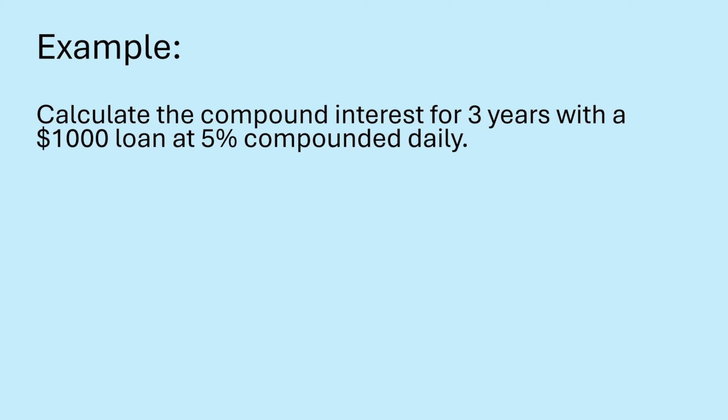Next example. Calculate the compound interest for 3 years with a $1000 loan at 5% compounded daily. This is the equation for compound interest. Here P is equal to $1000. R, the rate, is equal to 5%, meaning 5 divided by 100. M is equal to 365 because it is compounded daily. There are 365 days in a year. T is equal to time, 3 years.